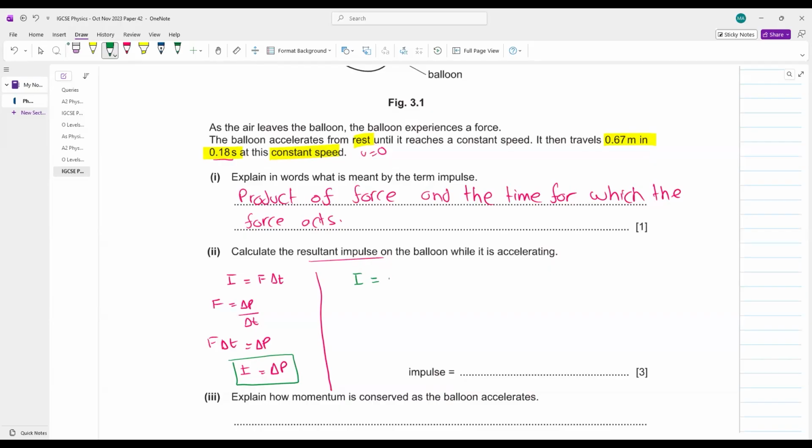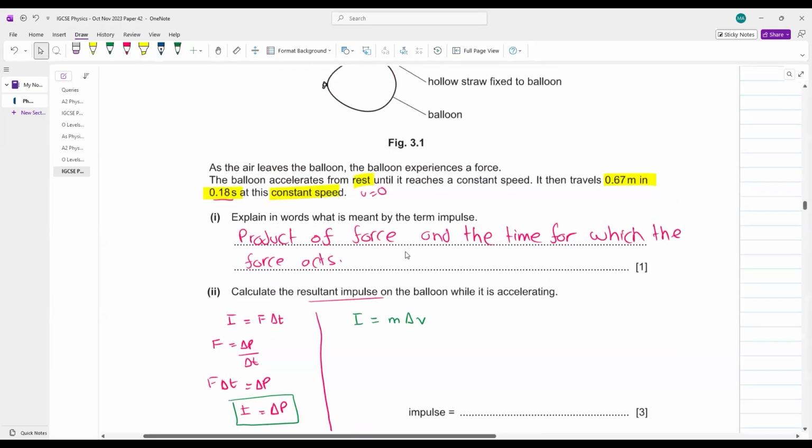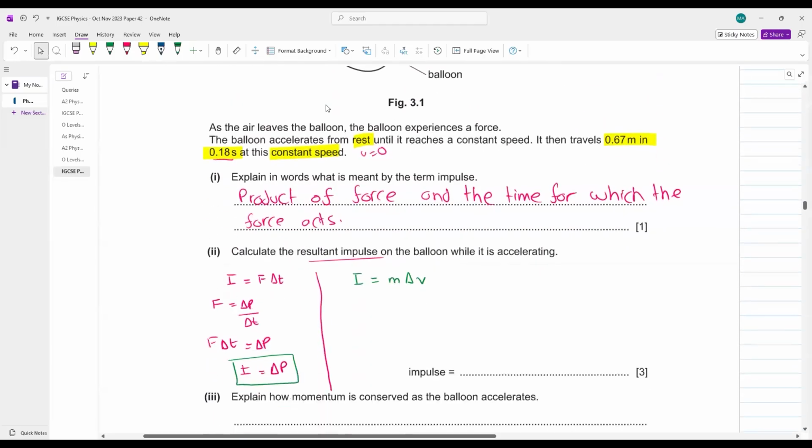How will you write change in momentum? Mass times change in velocity. What is the mass of the balloon? 15 grams. How will you convert it into kilograms? 15 divided by 1000. How will you calculate your change in velocity? Final velocity minus initial velocity. Initial velocity is 0 because you are starting from rest. How will you calculate this final velocity?